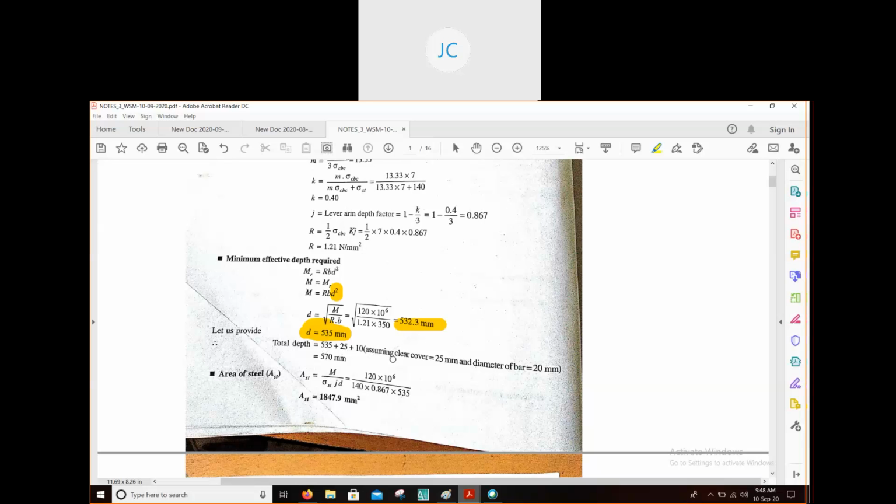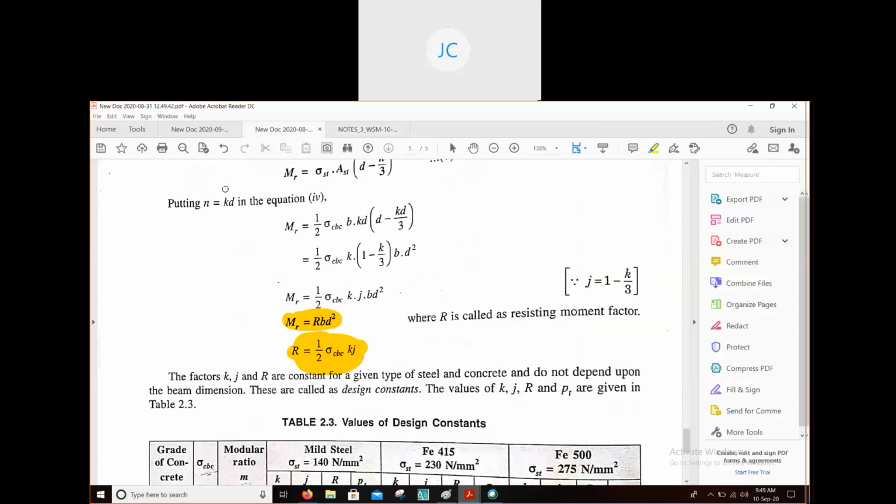You can see here, assuming clear cover equal to 25 millimeter and diameter of bar equal to 20 millimeter. So if the diameter of bar is 20, we have to take half the diameter, that is 10. And assuming clear cover means it is the distance between the bottommost layer to the surface of the reinforcement. I will show you here again.